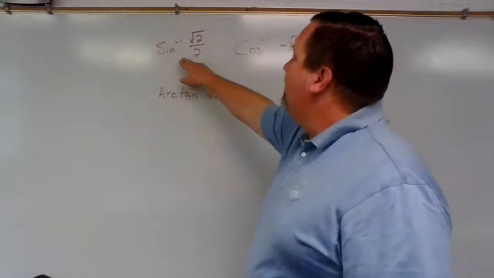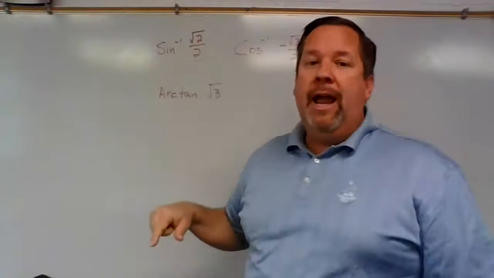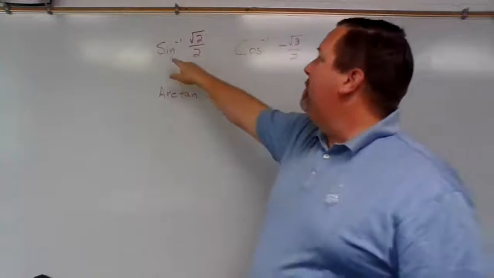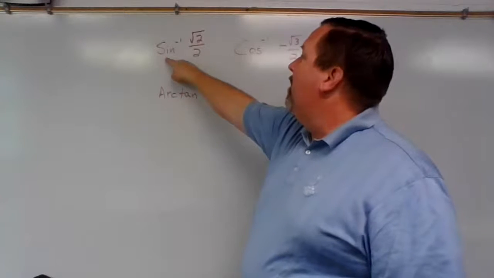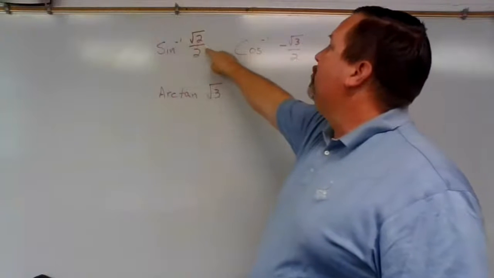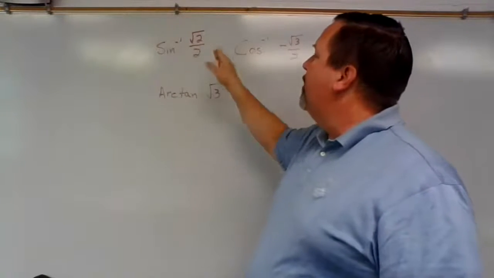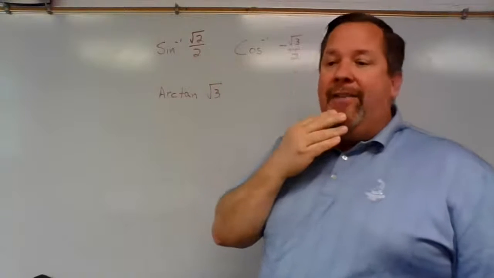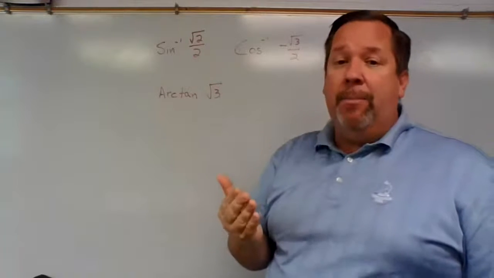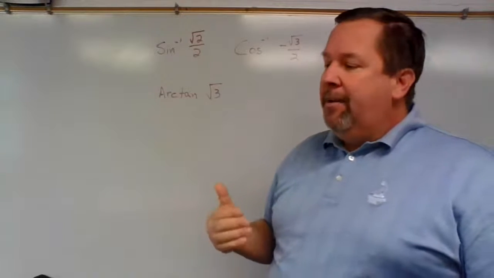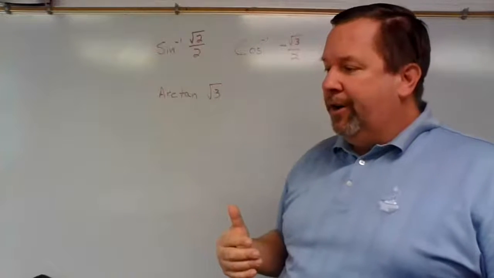This says arc sine root 2 over 2. And again, it's good for you to translate what that exactly means. What is the angle whose sine is root 2 over 2? I know the sine value. I want to find out the angle. And what you've got to remember is my principal values, which go from negative pi over 2 to positive pi over 2.